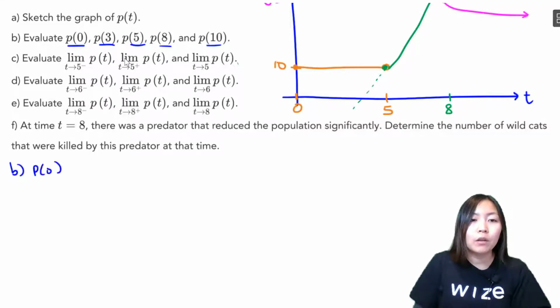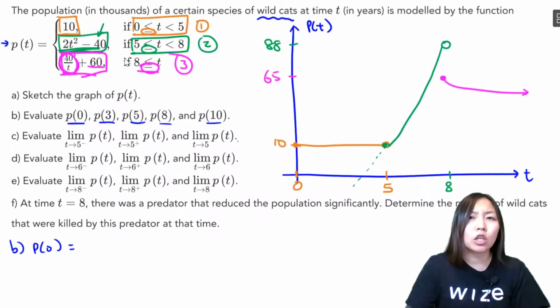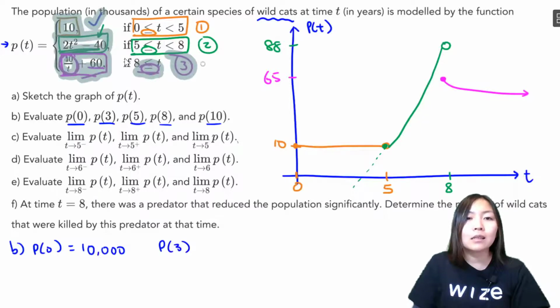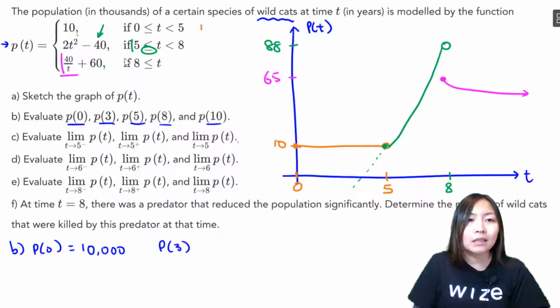P at 0, which piece of the function am I going to use? Well, at 0, I'm using the first piece here, so that's just going to be 10. But technically, the population is in thousands, so I'm just going to write it as 10,000. Okay, how about P at 3? Which part of the function am I going to be in now? Well, 3 is in the interval between 0 and 5, so P at 3 is still going to be in my first interval, so this guy right here. So P at 3 is still 10,000.